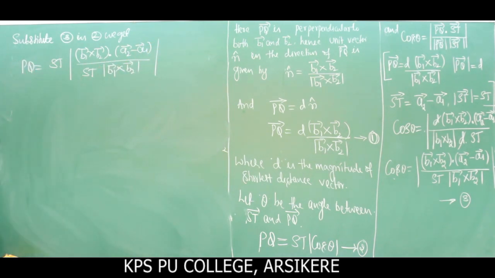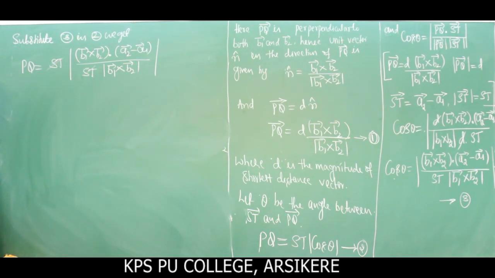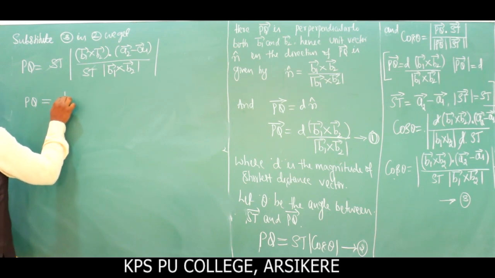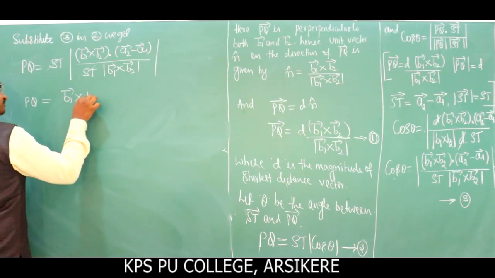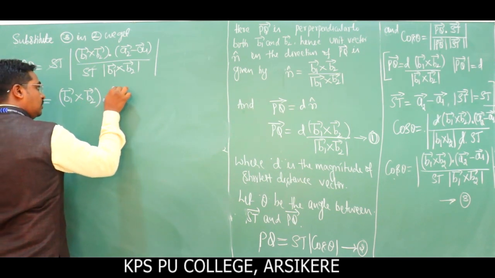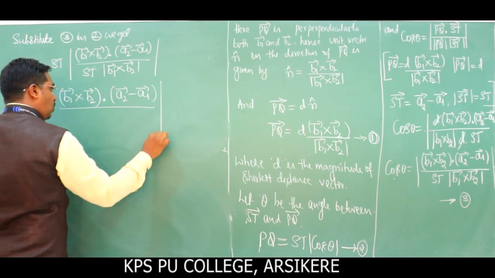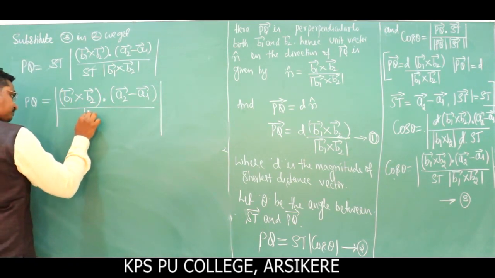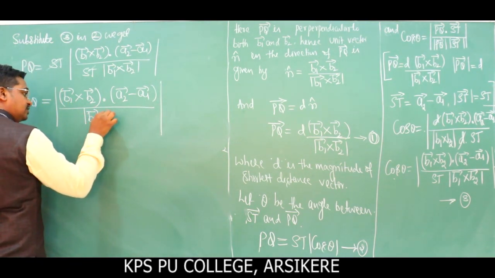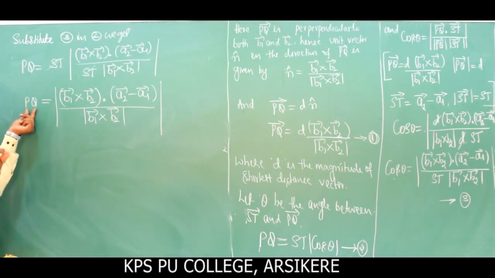This is the expression. Just observe here, ST and ST get cancelled, right? So what happens? PQ is equal to B1 cross B2 dot A2 minus A1 whole divided by magnitude of B1 cross B2. So here PQ is nothing but the shortest distance between the two lines.